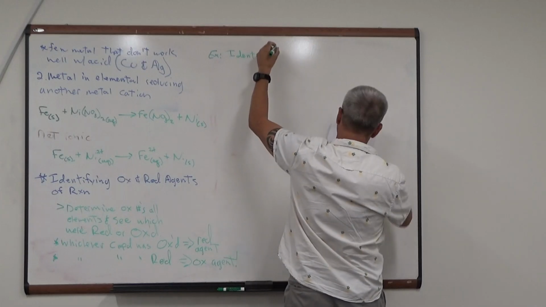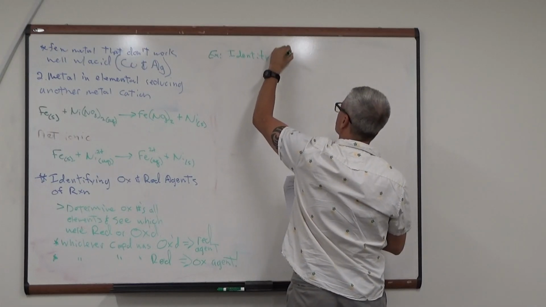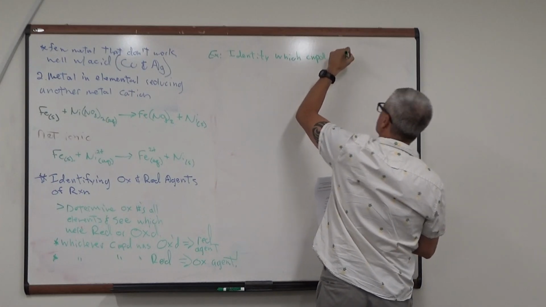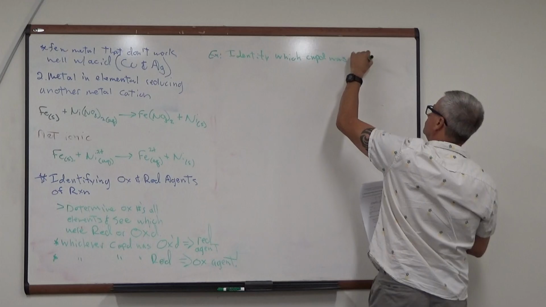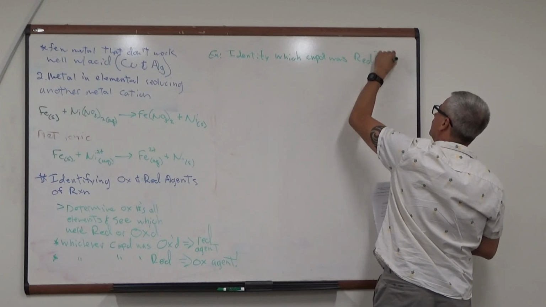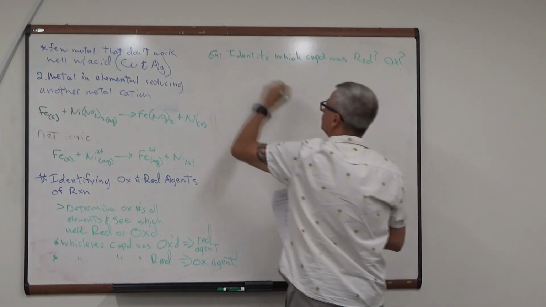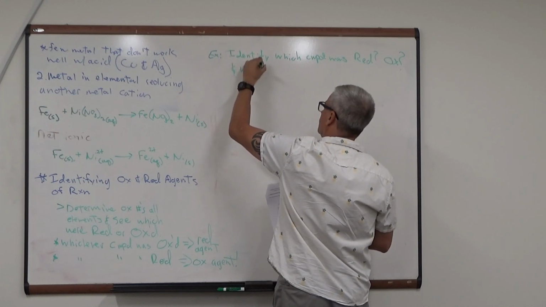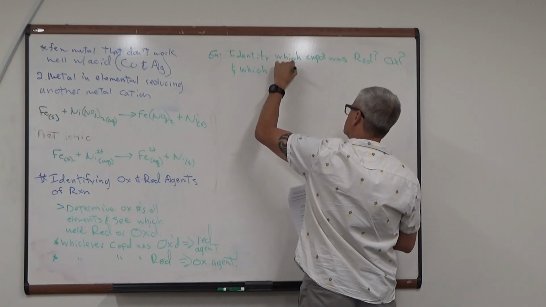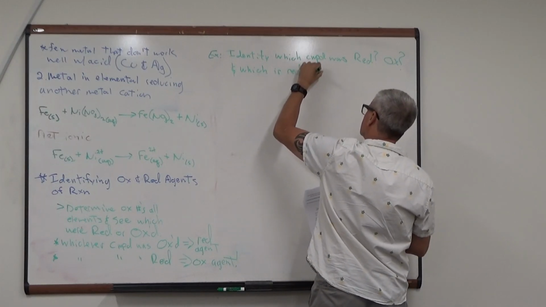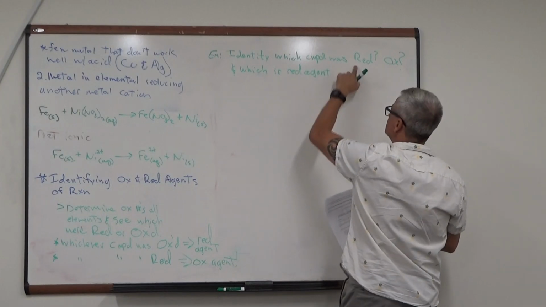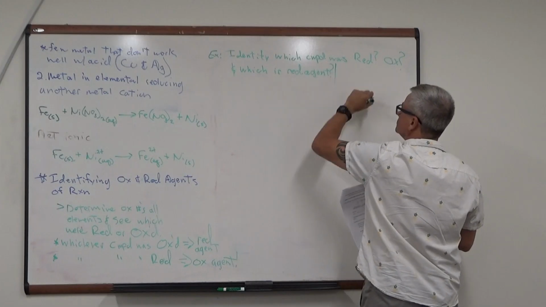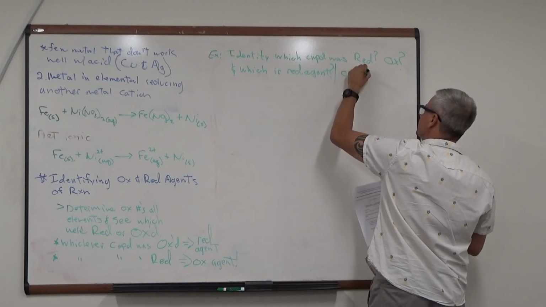Identify which compound was reduced, oxidized, okay, and which is the reducing agent. Okay, if you know these things, then this should be trivial. Okay, what's the reducing agent? What's the oxidizing agent?